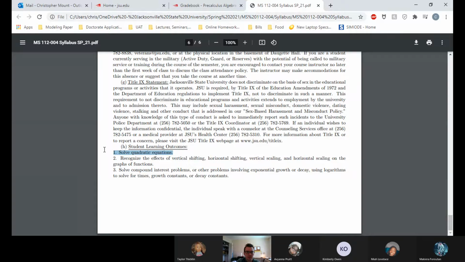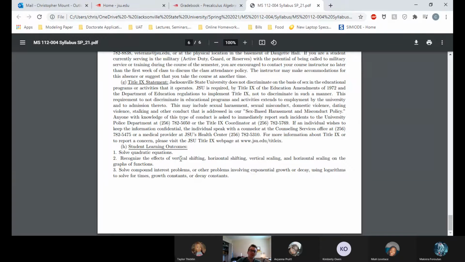So you should be able to solve quadratic equations, so there will be at least one of those on the final exam. You should be able to recognize the effects of vertical shifting, horizontal shifting, transformations of graphs, okay? So at least one of those on the exam. And then this last part concerns actually stuff from chapter 4, which we are going to start today.